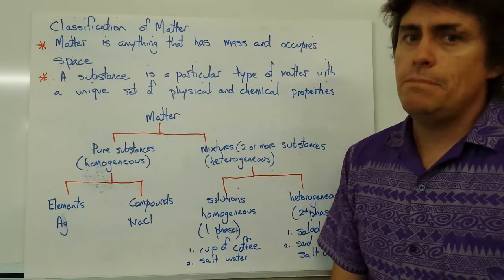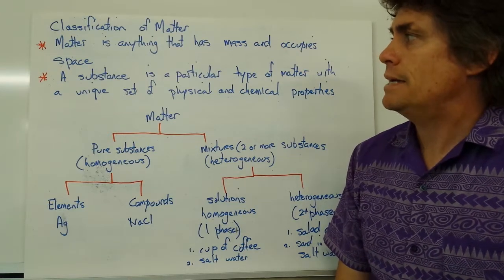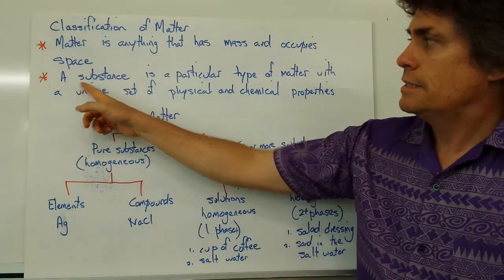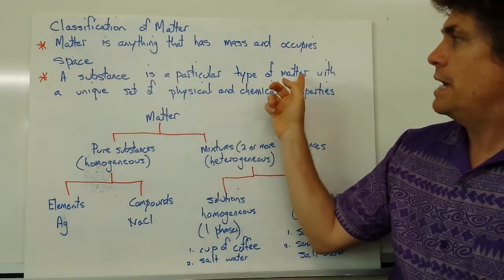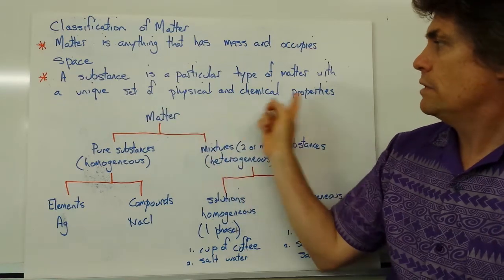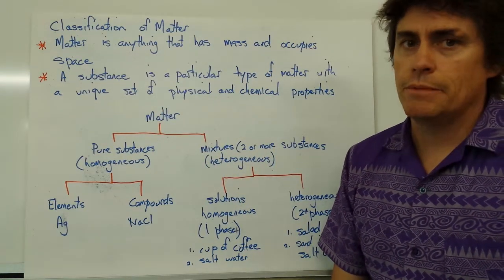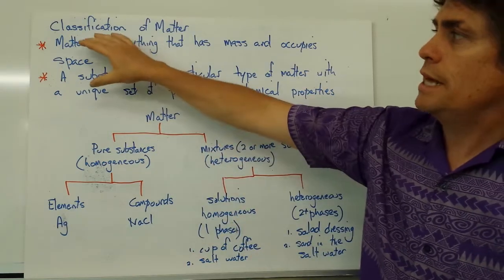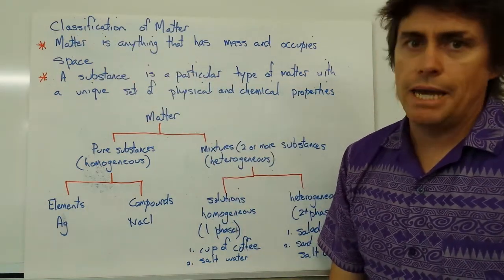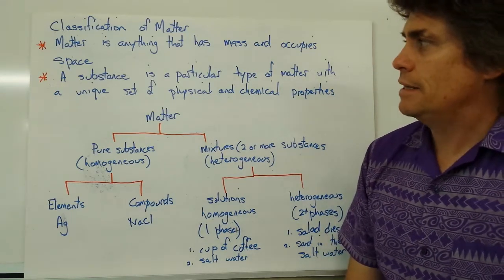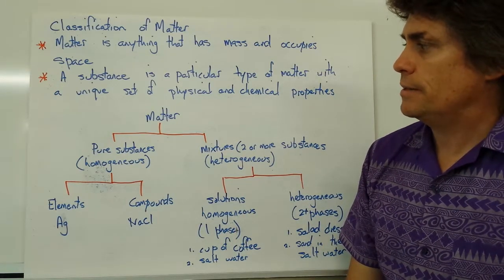Now, there are literally millions of different types of matter. So let's narrow it down by saying a substance is a particular type of matter with a unique set of physical and chemical properties. So we have many, many different types of substances that all grouped together we can say make up matter. So how do we go about classifying matter down a little bit further?